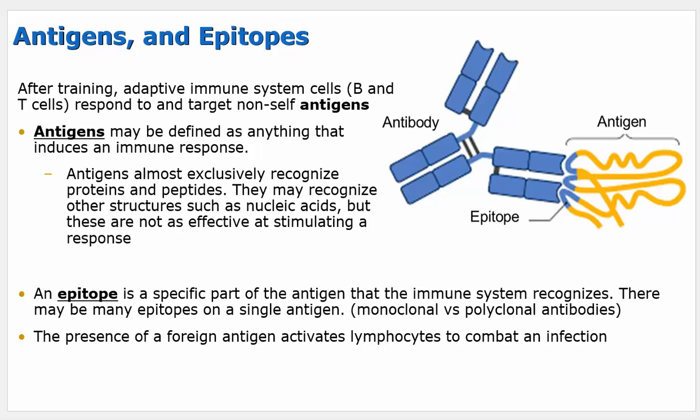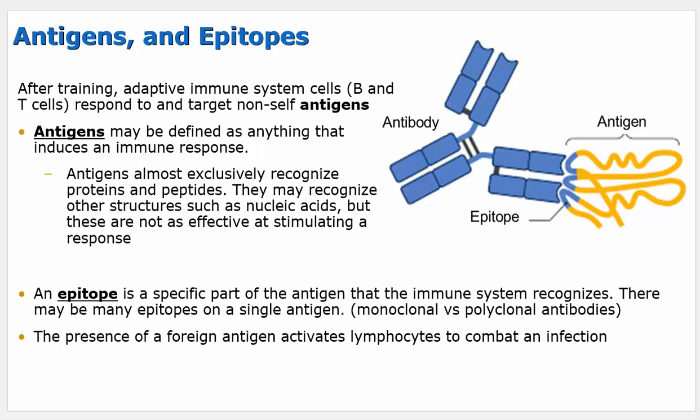Okay, so that means that if a virus starts producing proteins or a bacteria starts producing proteins, then your body's going to see those and look at those, and that's going to be the antigen. So it's anything that induces an immune response. Almost all antigens are proteins or peptides. They may recognize other things like nucleic acids, but they're not as effective at stimulating that response.